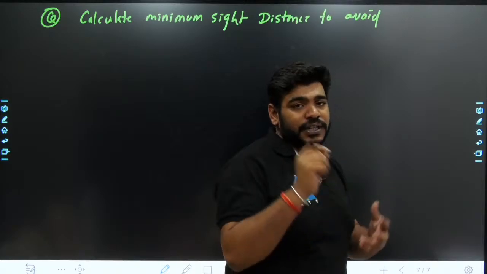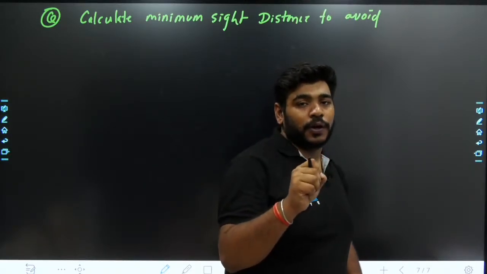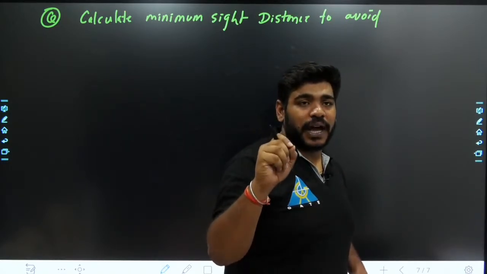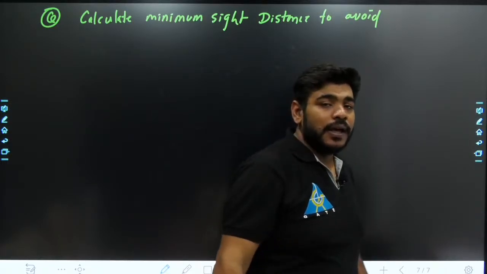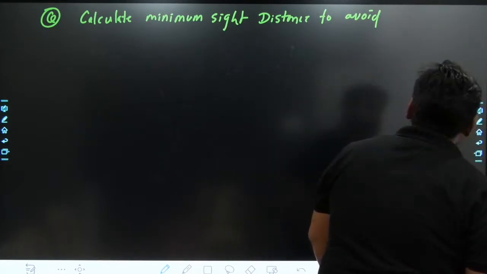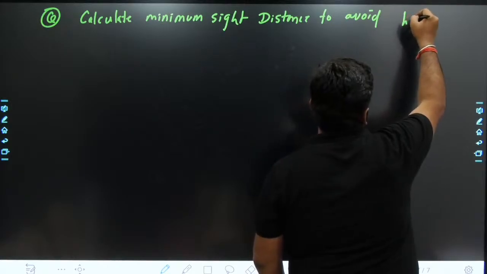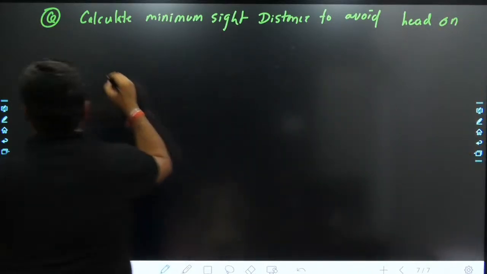Okay, fine. So I'm just giving a thought. Just try to think about this problem through the relative velocity concept, and give it a thought why you can't do it just by using the relative velocity thought. Fine. So let's write it here. Calculate the minimum side distance to avoid head-on collision.